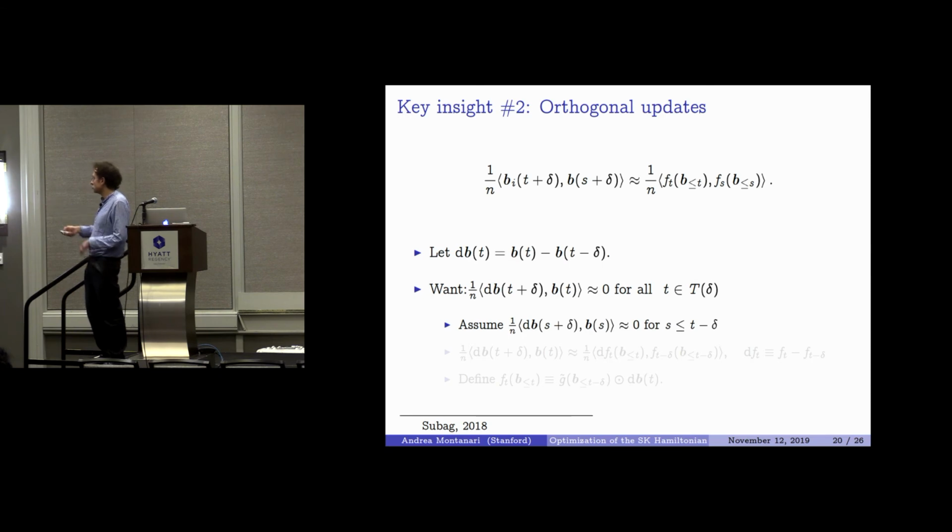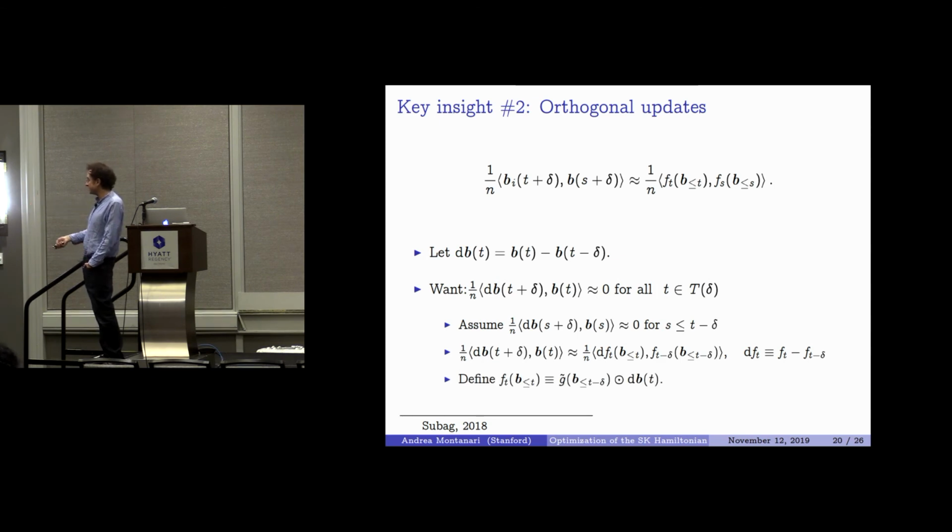And how you enforce orthogonality, well, basically you enforce it recursively. You assume that it holds up to time t minus delta. You use the fact that the projection of the integral of the increment of the previous iterate is equal, by this isometry property, to the projection of the increment of f of the past iterate. And then if you construct f in this way, orthogonality holds by induction.